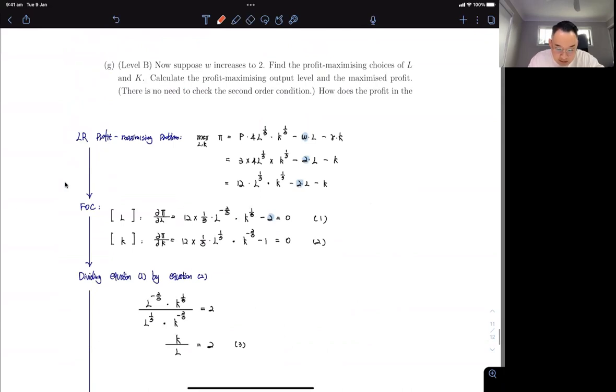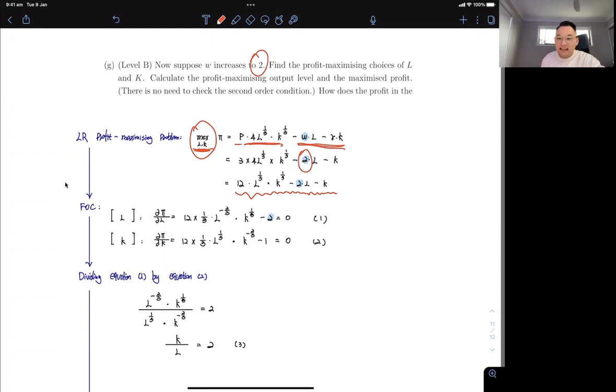Part G, now suppose W equals 2. When you do this in the long run, the process will be exactly the same. We'll be maximizing our profit against changes of L and K. This equals P, the price, times the quantity, L to the power of 1 over 3 times K to the power of 1 over 3, minus the cost. The cost is W times L plus R times K. Now W equals 2, so this becomes 12 times L to the power of 1 over 3 times K to the power of 1 over 3 minus 2L minus K.